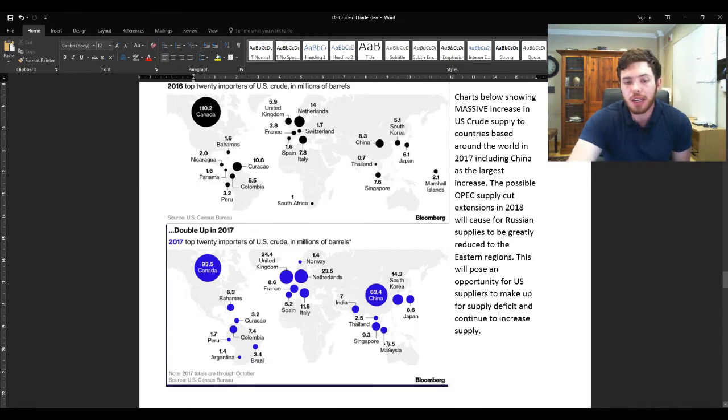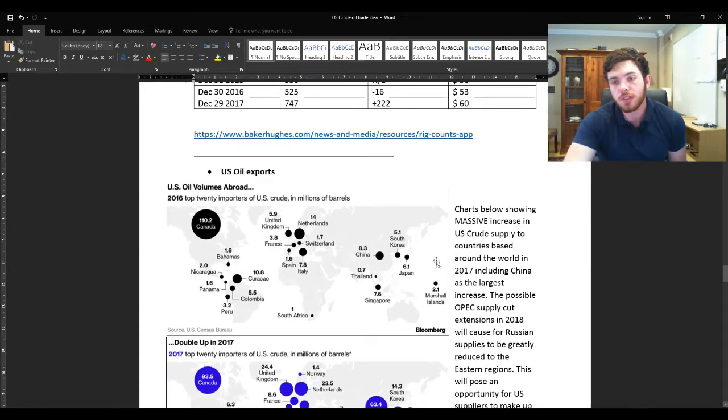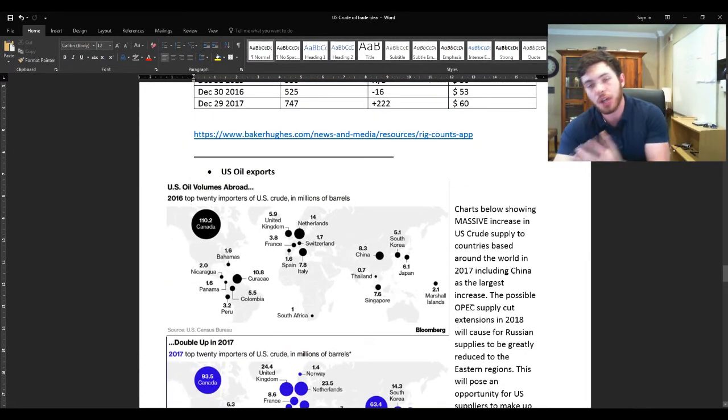But as you can see, the major one is China, rising from 8.3 million barrels to 63 million barrels. And we are expecting that US suppliers, US exporters are going to be increasing their exports out to China in 2018. Supposedly, from what we understand, there could be a massive increase. So that number to China and to the eastern region could increase even more.